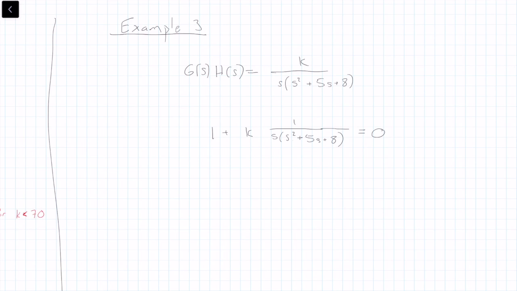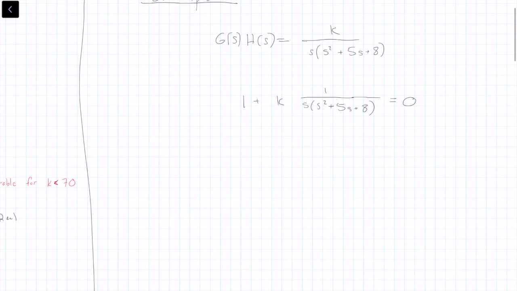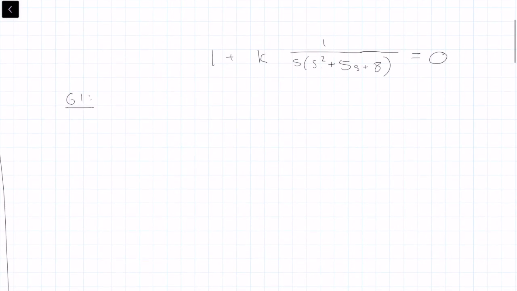Now we know that guide 1 tells us that the root locus is symmetrical, so we don't care too much about that. So we go straight to guide 2, and in guide 2 we deal with the zeros. There are no zeros, so there's nothing in the numerator. Therefore Z is equal to 0.